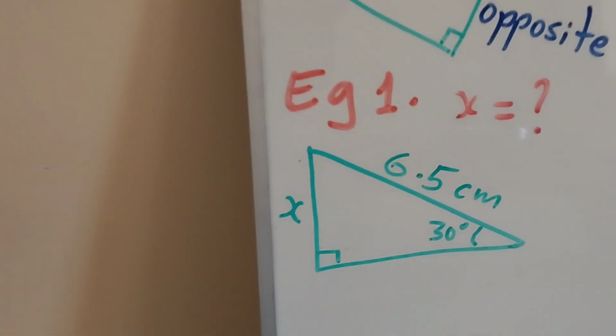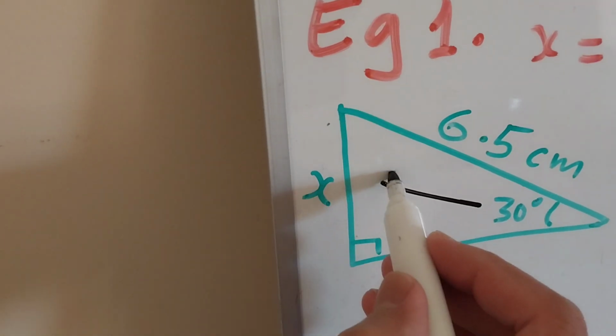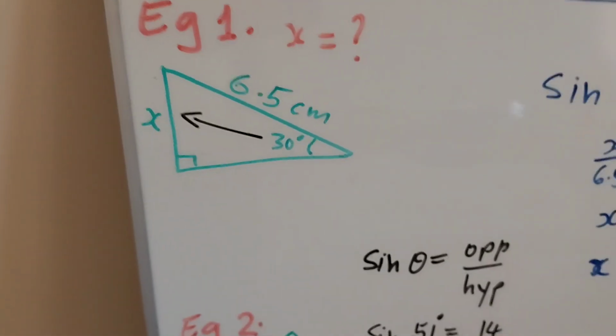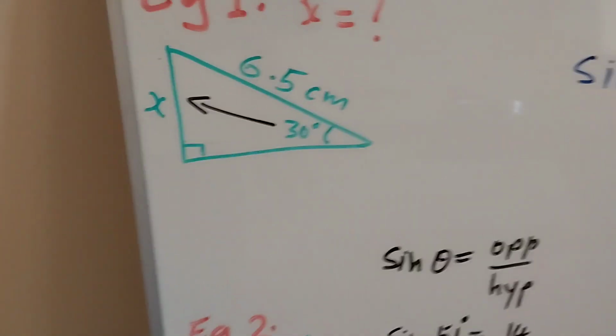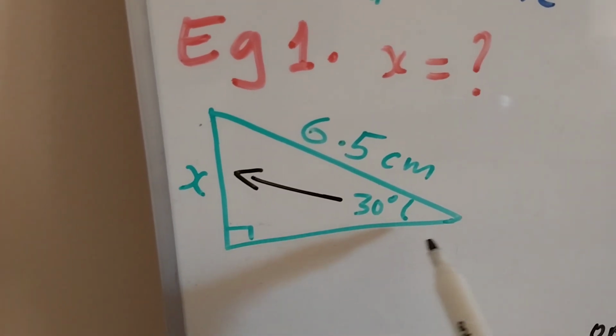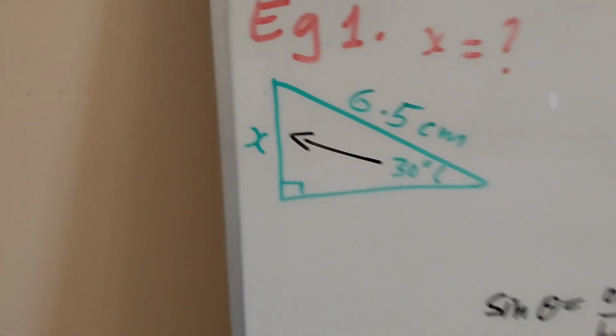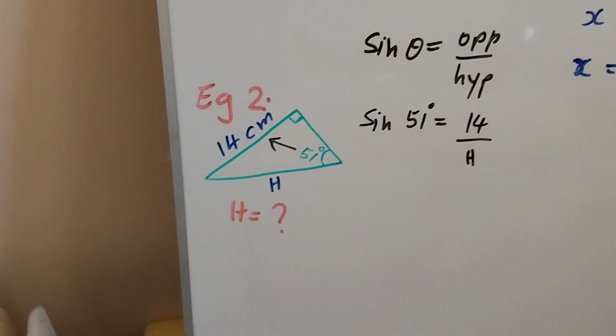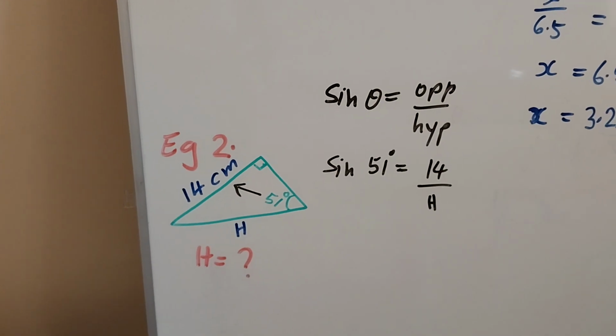So opposite is always the side that is opposite to the angle. So that's the opposite side. And this one, the longer side, is the hypotenuse. And this side over here would be called the adjacent side, but that we don't use in a sine relationship. Okay, so sine of 51 degrees is equal to 14 over h.